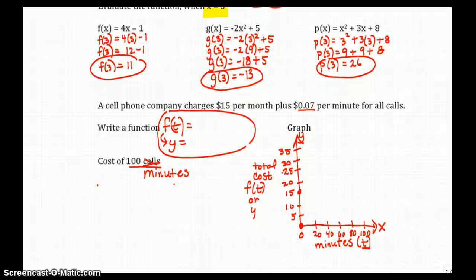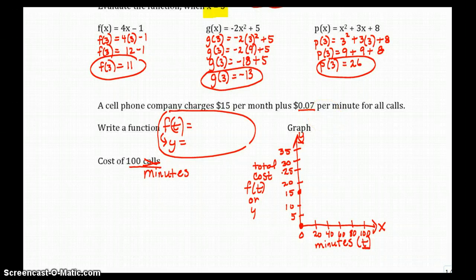Okay, the first thing I need to do is fix the typo in your notes. This should say cost of 100 minutes, not cost of 100 calls, so go ahead and fix that. And then it says a cell phone company charges $15 per month plus 7 cents per minute for all calls. 15 is a constant. For every minute you pay 7 cents, so that's going to be a variable amount. We're going to go ahead and write what our variables are.